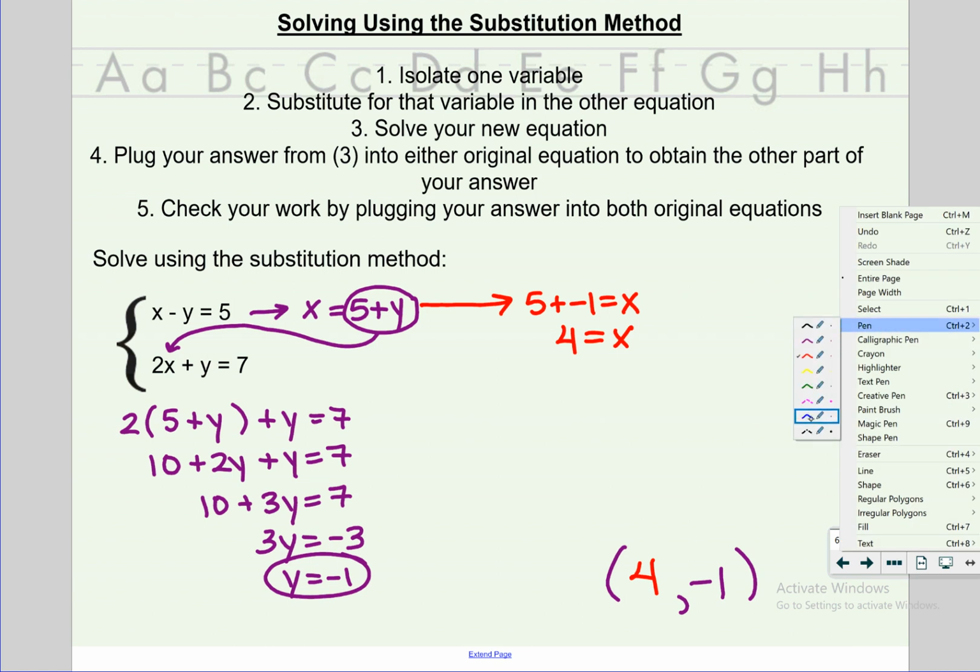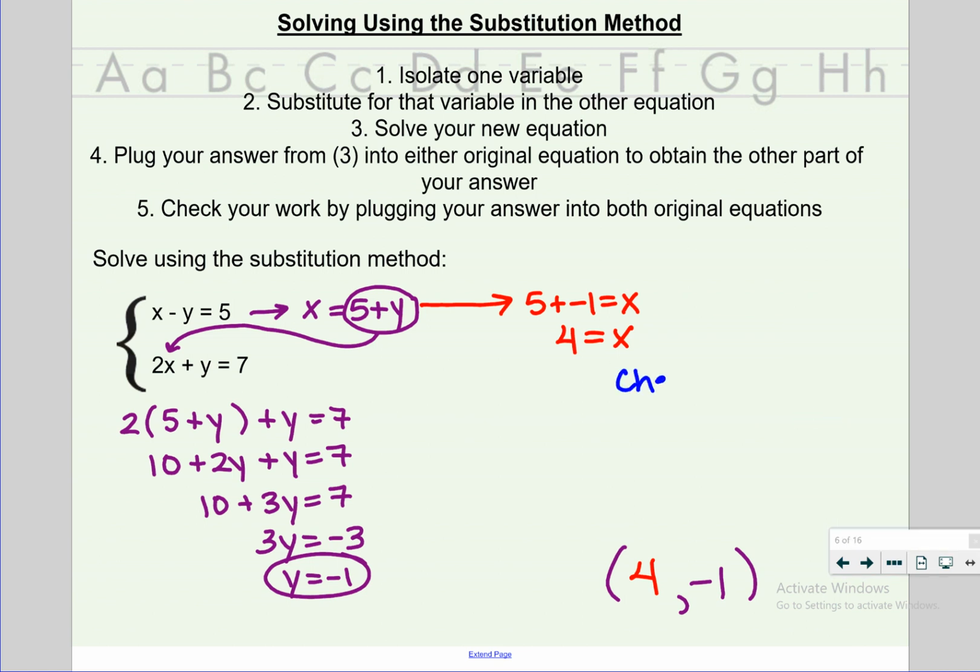I'm just going to show you one time how we check these answers. Helpful on a quiz or a test. I'm going to plug 4 in for all of my x's. I'm going to plug negative 1, bless you, in for all my y's. So that's going to look like 4 minus negative 1 equals 5 on the top equation. On the bottom equation, it's 2 times 4 plus negative 1 equals 7. And your job is just to make sure those are both true statements.